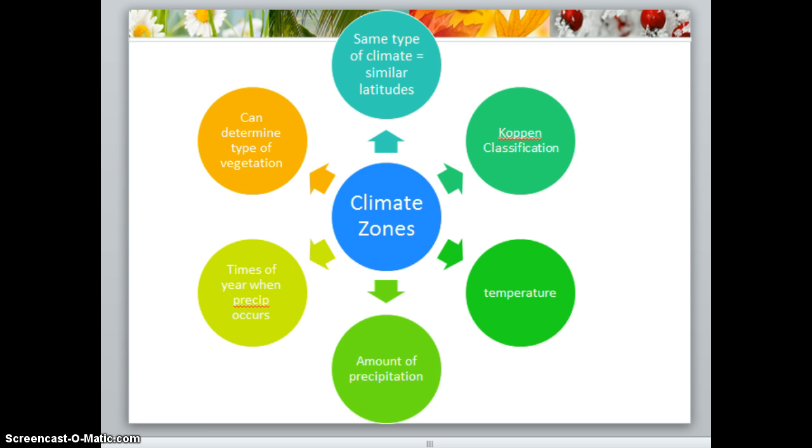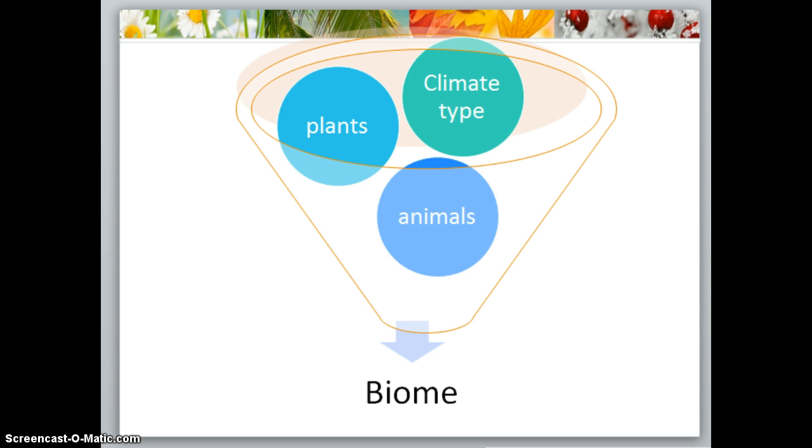So for example, if we're looking at the desert, we know that there aren't going to be a lot of plants there. If we're looking at a tropical area, we know that the plant life will be abundant. Also in the lesson, they talk about biomes. Biomes take into account the type of climate, the type of plants, and the type of animals in that particular area.